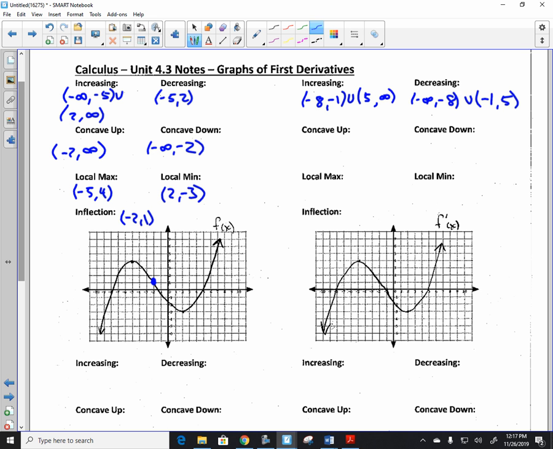X equals -1. Now, here's the deal. When we looked at the actual graph, we were able to produce the y value. We can't produce the y value here. We don't know how high up or down it happens. We just know at x equals -1, that's where it occurs. Local min, x equals -8 and 5.